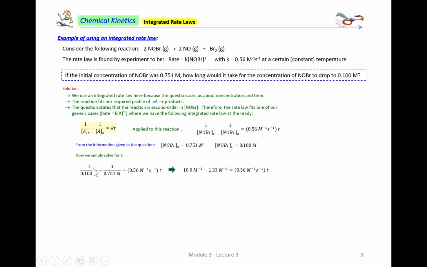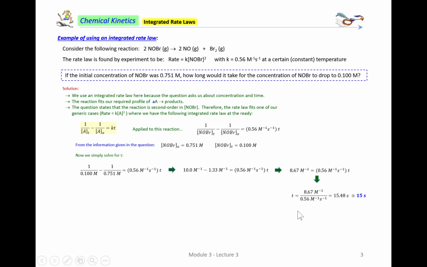If we take 1 and divide by 0.1, we would get 10. And since this is 1 over molar, the units here would be molar to the minus 1. Similar math for 1 over 0.751, and we get 1.33 per molar. We would subtract these from each other and get 0.867 per molar equals 0.56 per mole per second times time. And we can simply solve for the time. If we pay attention to significant figures, we get 15 seconds.